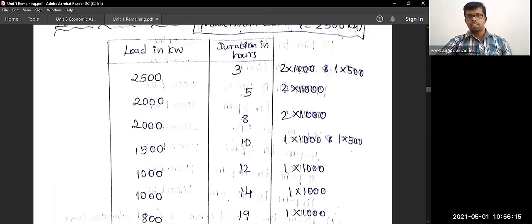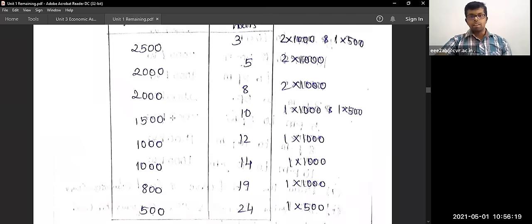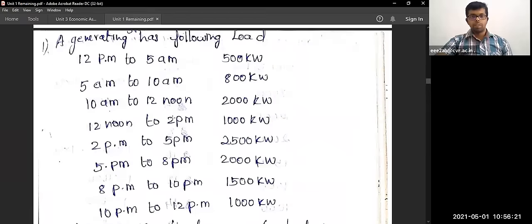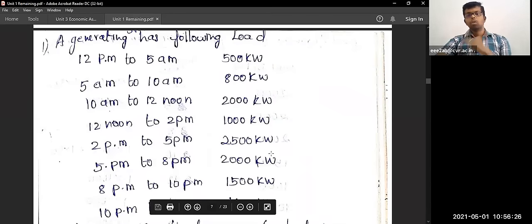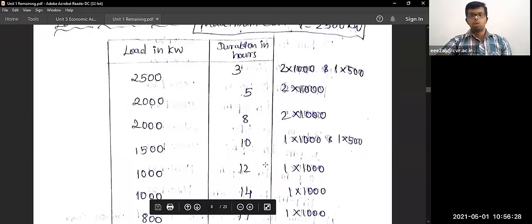So 5 plus 3 is 8. Okay, so again coming to the 1500. 1500 you have to see, how much? Yeah, 1500 here. 8 to 10, so 9 and 10, 2 hours. So 1500 for 2 hours.